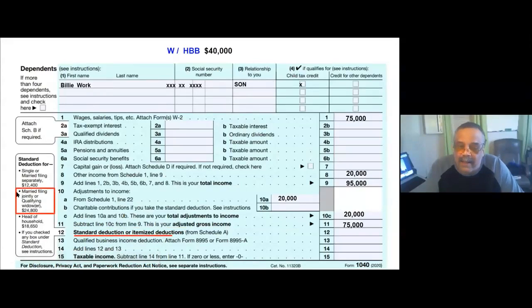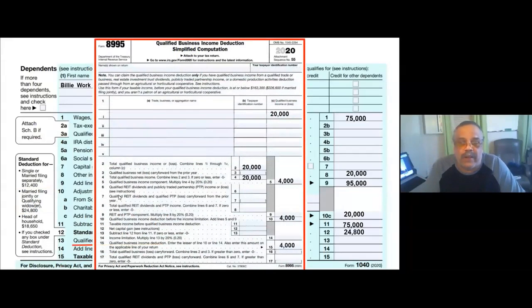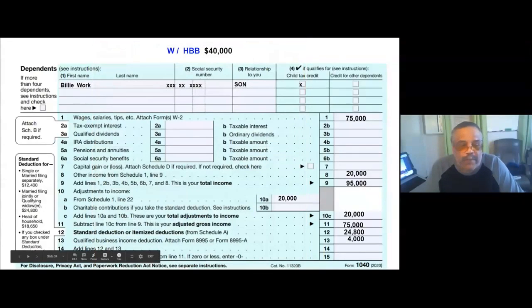Okay, don't forget about your standard deduction of $24,800. You got $24,800 there. Qualified business income deduction. Since you made a profit in your business, and you can only use this when you make a profit, they're going to give you an additional $4,000 that you can add to that standard deduction, giving you a total of $28,800 that you can subtract from the $75,000. And now your taxable income is $46,200.